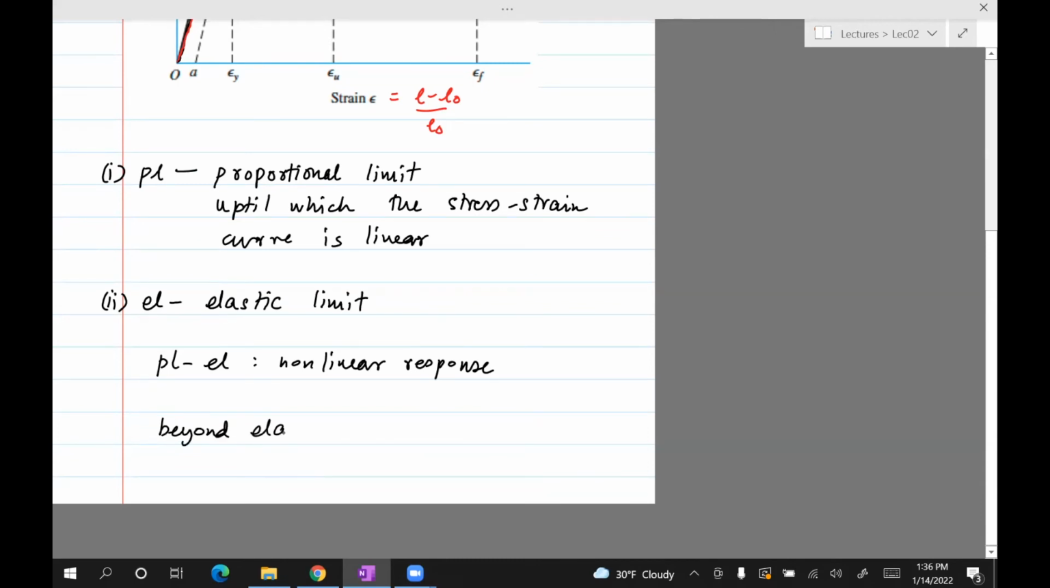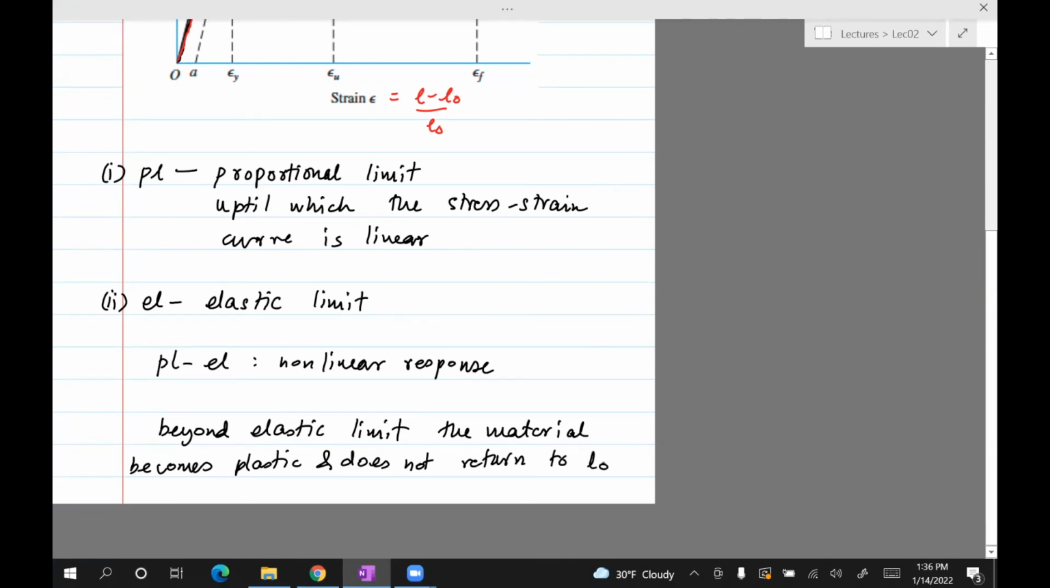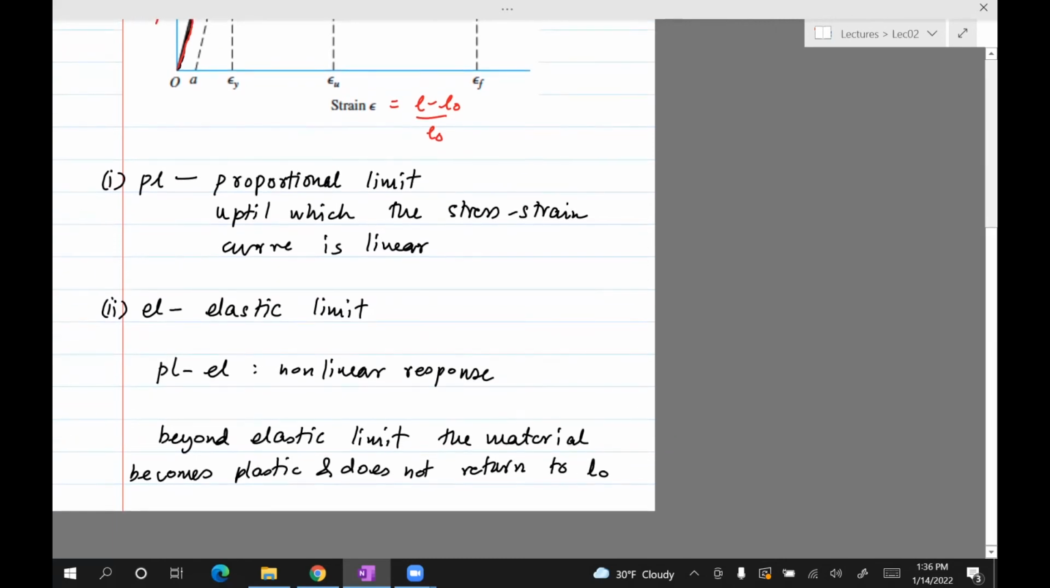So beyond elastic limit, the material becomes plastic and does not return to L0. Okay, so if you want something to be elastic, you want to ensure that the stress is not beyond stress at EL.